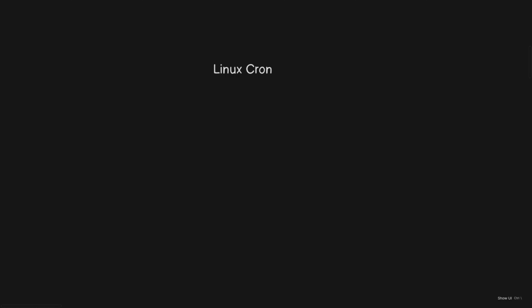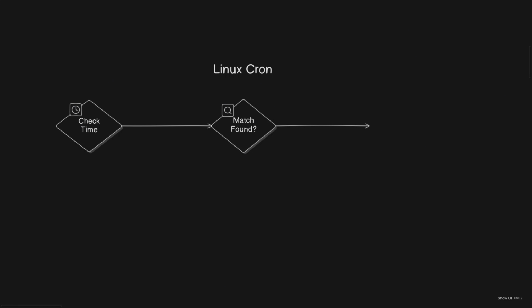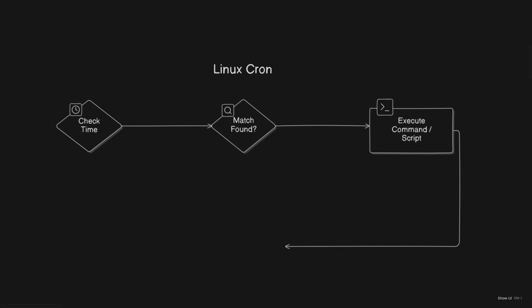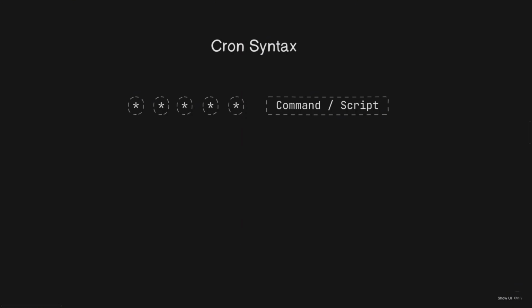Let's start from the basics. Linux cron is a time-based task scheduler that automates repetitive tasks on your system. It allows you to run commands or scripts at specified times or intervals, such as daily, weekly, or even down to the minute. Now let's understand how cron syntax works.